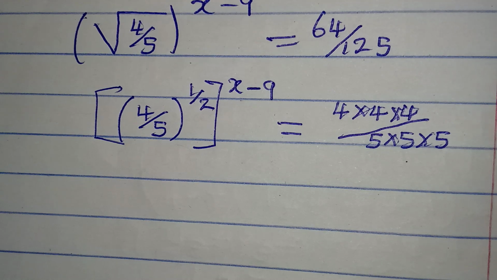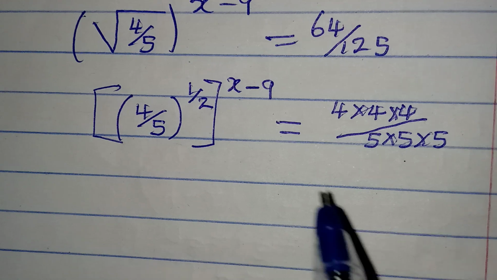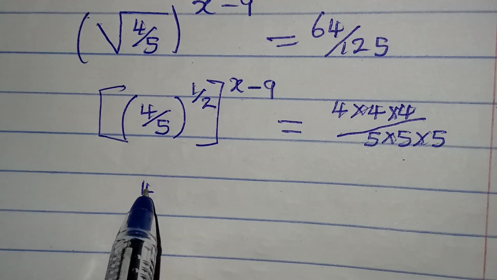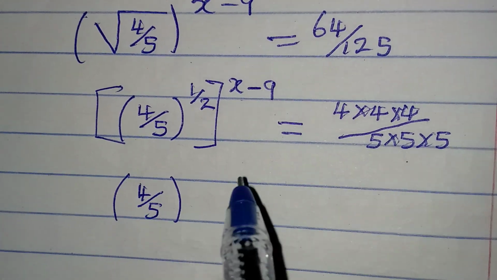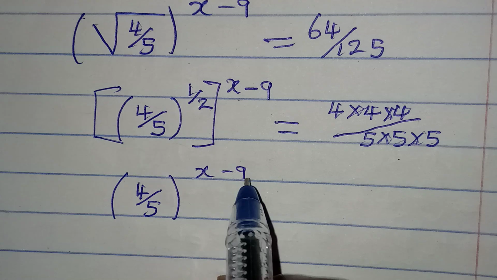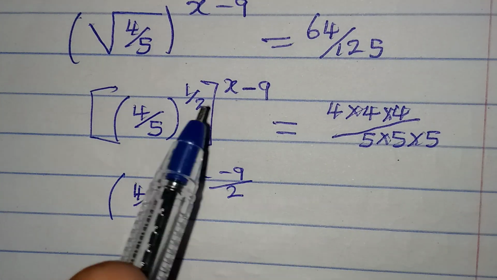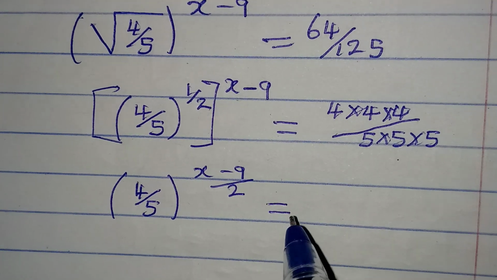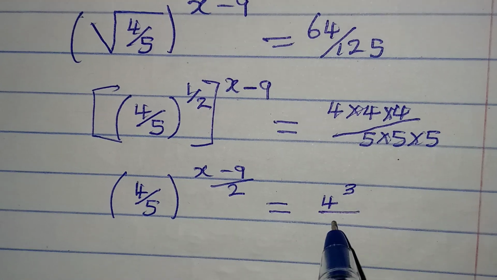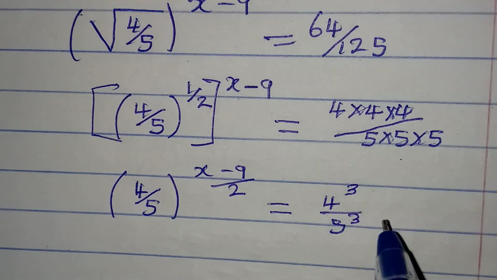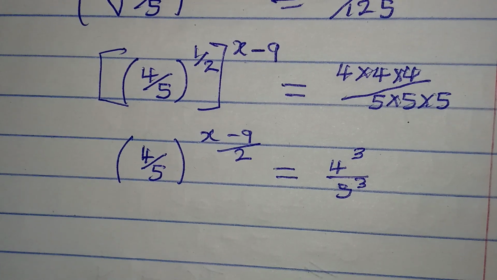Now, if you have different powers like this, again, you can multiply the powers. So if we do that, we'll have (4/5)^((x−9)/2), because we're multiplying it by half, which will be equal to 4^3 over 5^3. Okay, now let us continue.